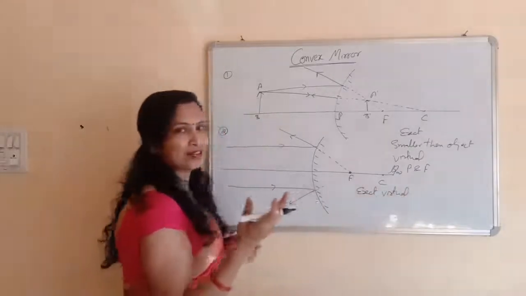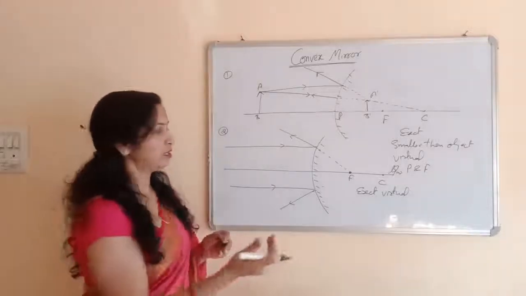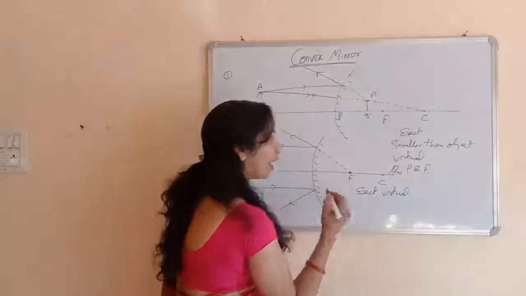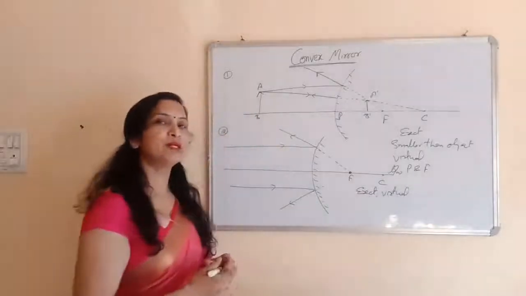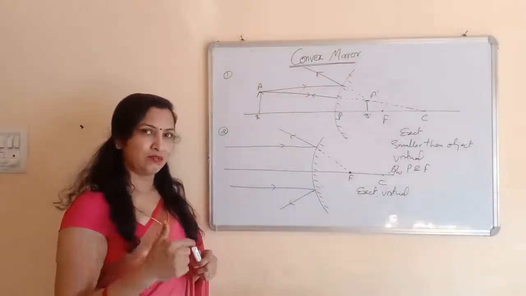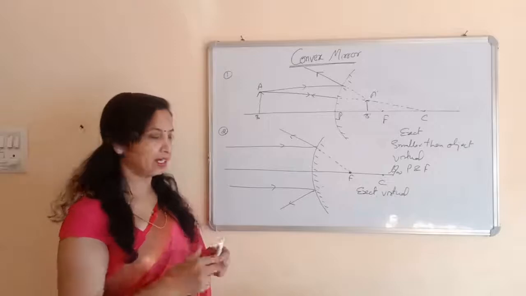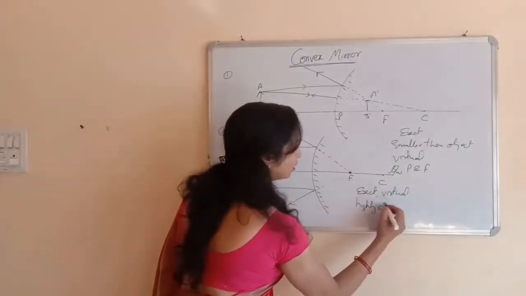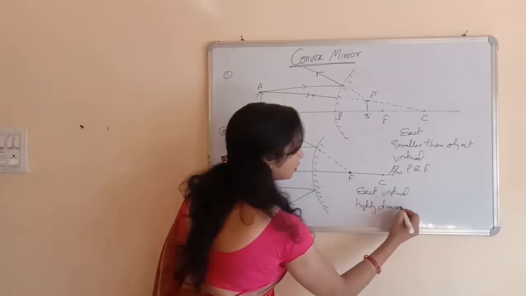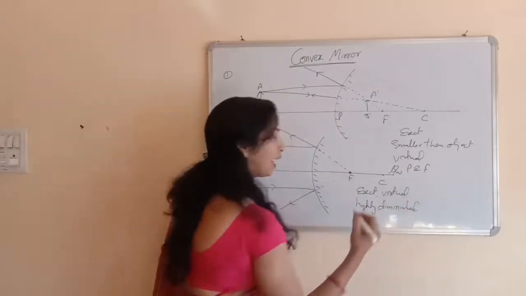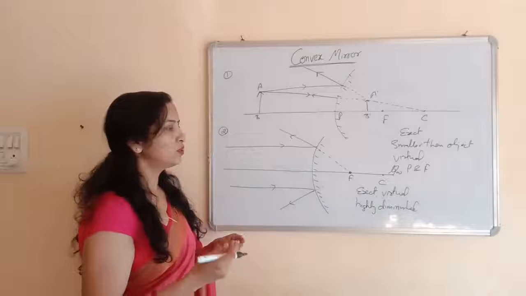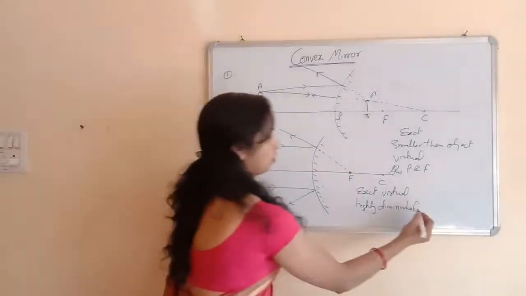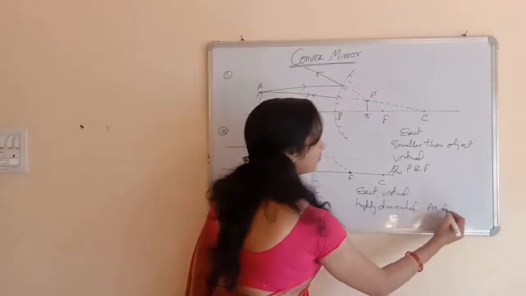Since the light rays are not actually meeting, they appear to meet. Virtual is always erect, highly diminished. Since we are able to see the object which is at infinity, it means the object is very large. So highly diminished. And what is the position of the image? It is at focus.